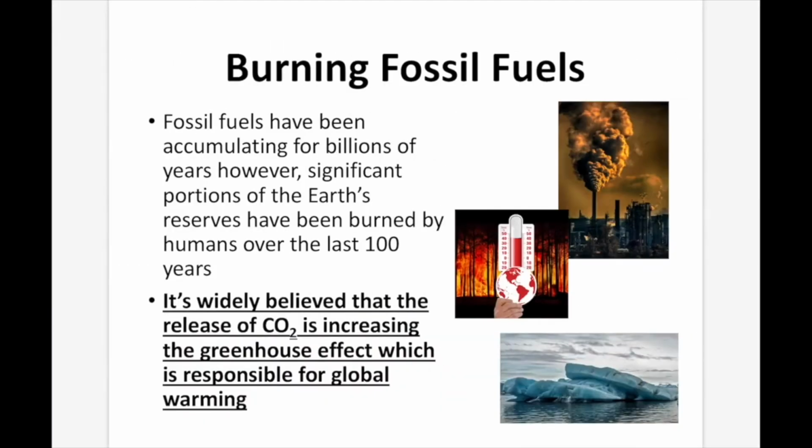Fossil fuels have been accumulating for billions of years. However, significant portions of the Earth's reserves have been burned by humans over the last 100 years. It's widely believed that the release of carbon dioxide is increasing the greenhouse effect, which is responsible for global warming.